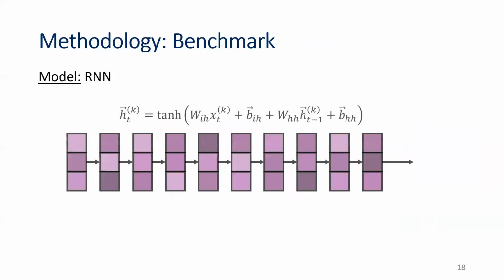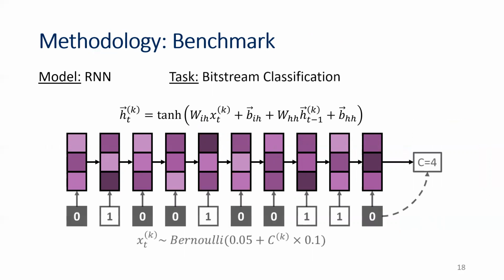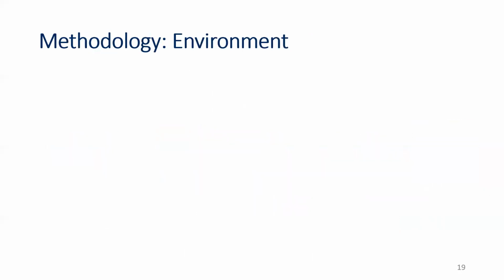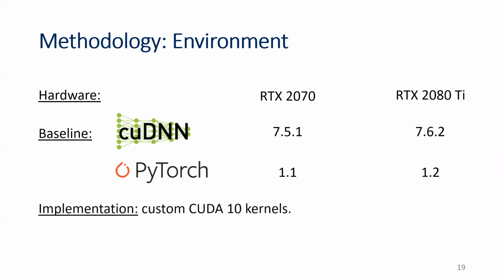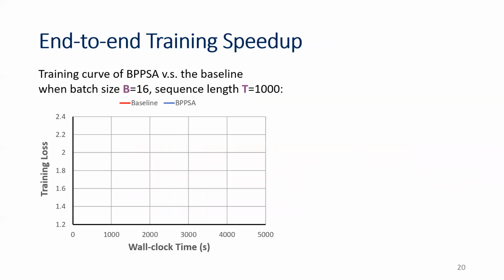The simplest way to evaluate our method is through an RNN, which is known for having the problem of performance bottleneck by long sequential dependency. And we synthesize bit streams to let the RNN classify between them. We evaluate on state-of-the-art Turing architecture GPUs, and we use cuDNN's RNN backward pass implementation as our baseline since it is widely used, and we use PyTorch as our experiment framework. We implemented the Blelloch scan algorithm as custom CUDA kernels. To simplify the presentation, the following results are from the 2080 Ti platform.